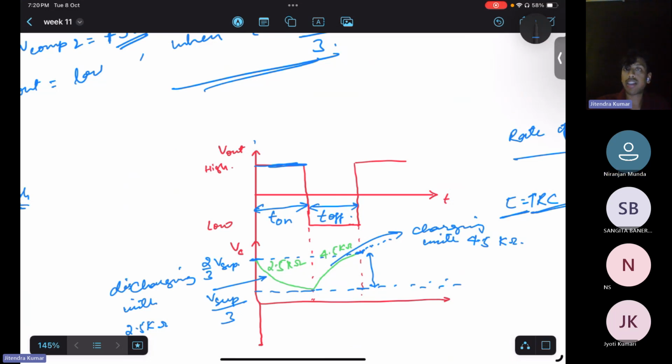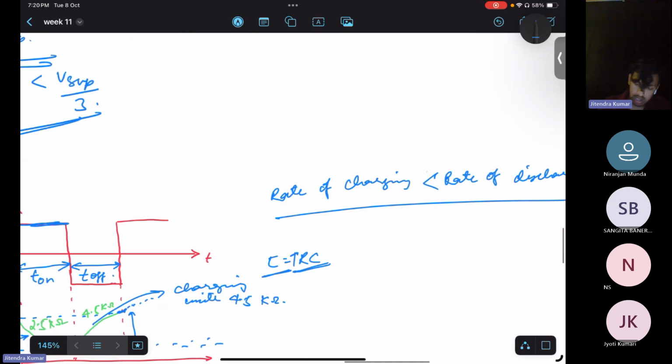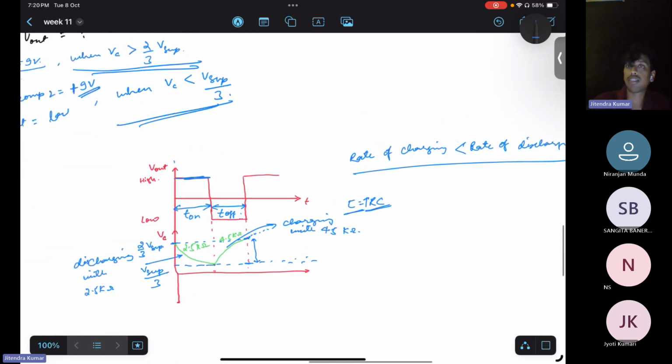Okay, great. Just let me see the chat. Charging will be slower. Yeah, exactly. Rate of charging is less than rate of discharge. So that is true.